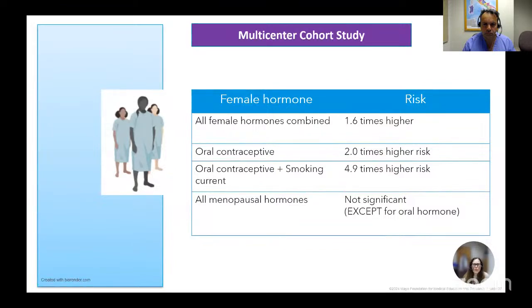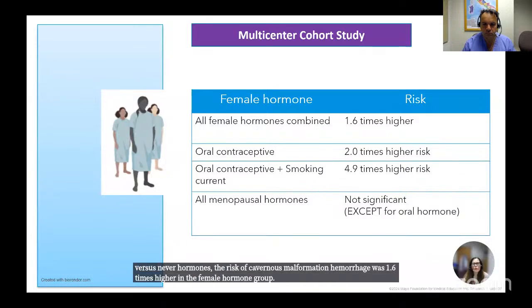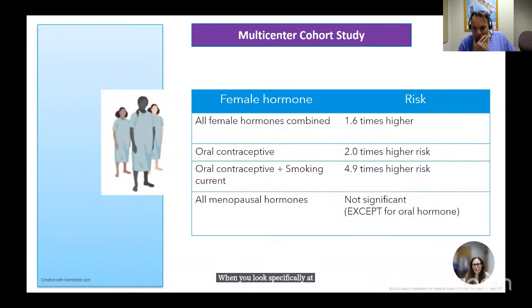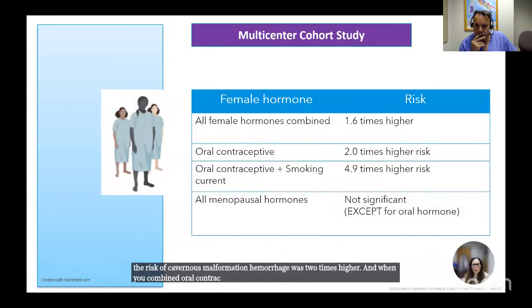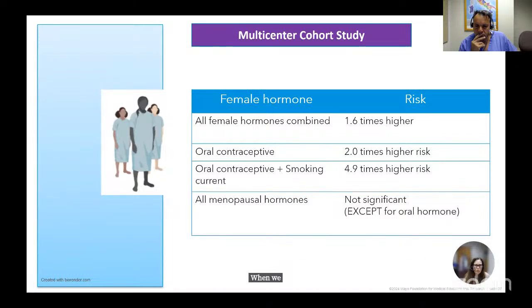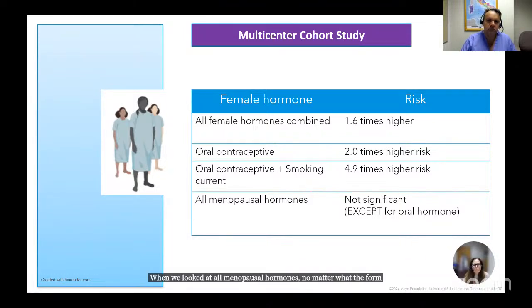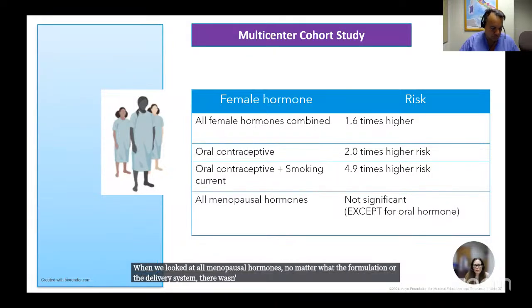When you looked at patients taking female hormones versus never hormones, the risk of cavernous malformation hemorrhage was 1.6 times higher in the female hormone group. When you looked specifically at oral contraceptives versus never hormones, the risk of cavernous malformation hemorrhage was 2 times higher. And when you combined oral contraceptives and tobacco use, it was 4.9 times higher. When we looked at all menopausal hormones, no matter what the formulation or the delivery system, there wasn't a significant difference. But when we looked at oral estrogen in particular, that seemed to be more significant.